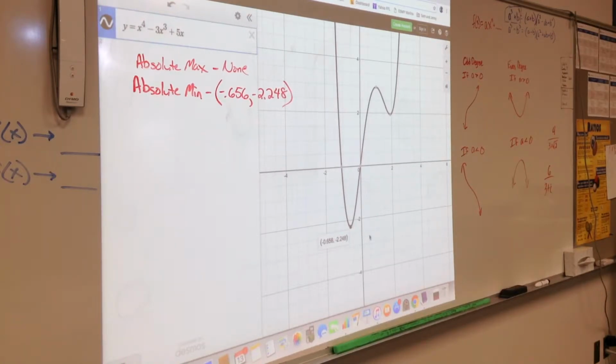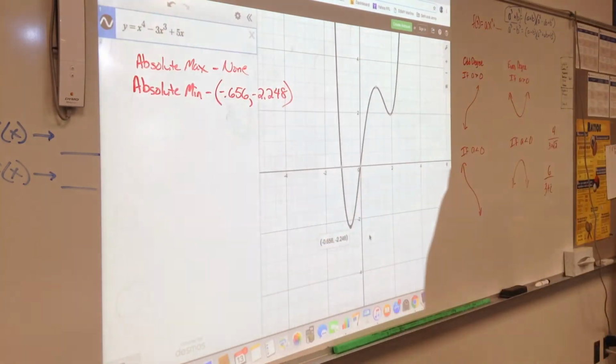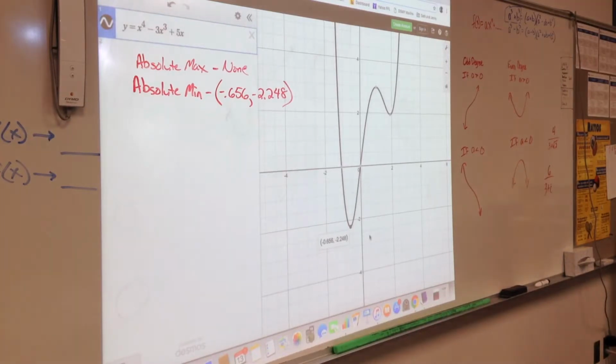Then there are also things called relative maximums and relative minimums. And let me explain those. A relative extrema, a relative maximum or minimum, is a maximum value if you're only looking in its general vicinity, in its general area. Okay? Or in other words, you're just looking kind of to the left and right of it, and it's bigger than all the other coordinates just to the left and right of it.